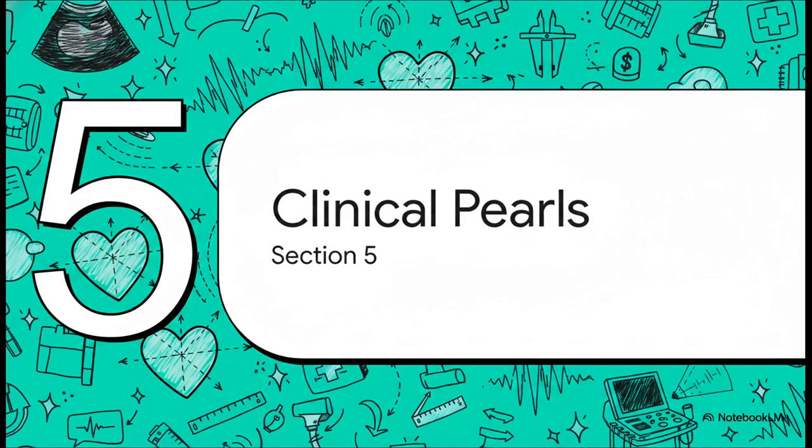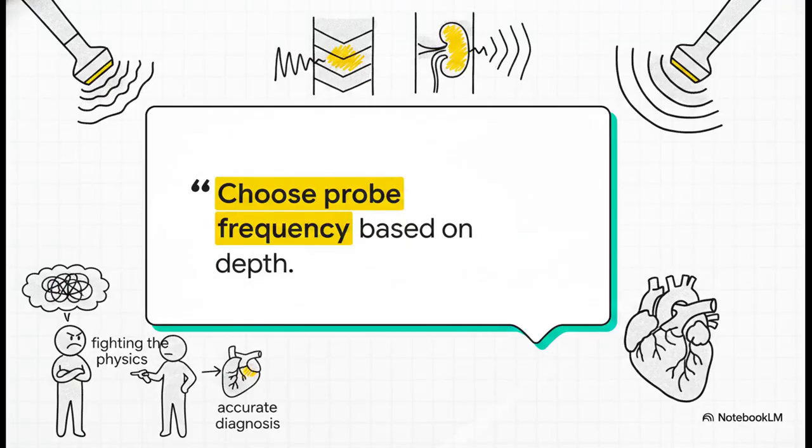Finally, Section 5, let's pull everything together with some clinical pearls and takeaways. Seriously, if you remember only one single thing from this entire explainer today, let it be this foundational rule of probe selection. Choose your probe frequency based on the depth of your target. High frequency for superficial structures, lower frequency for deeper structures. Fighting the physics will literally only lead to frustration, bad images, and worst of all, misdiagnosis.